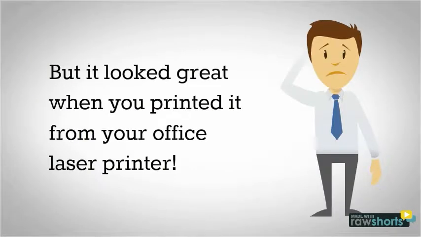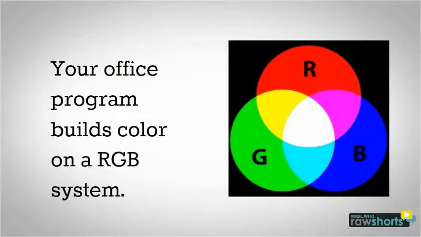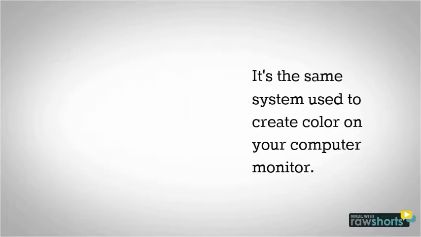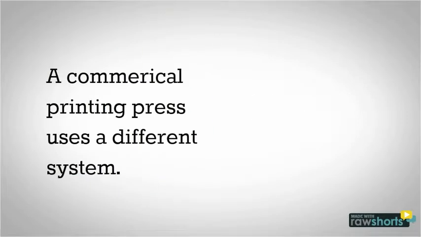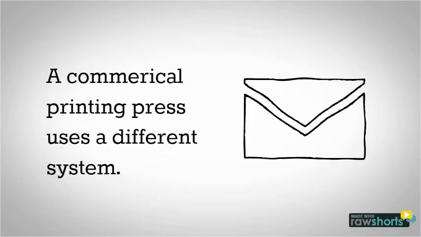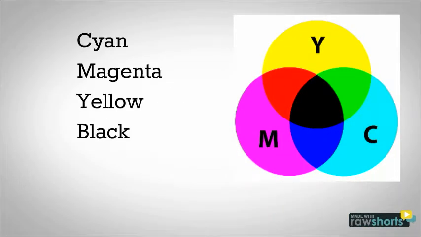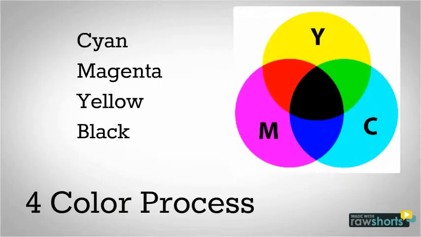But it looked great when you printed it from your office printer. That's because the home or office program you used to create this brilliant art builds color in an RGB system. RGB stands for red, green, blue. It's the same system used to create colors on your computer monitor. A commercial press, like the one used to print business cards or brochures, uses a completely different system to produce colors, CMYK, cyan, magenta, yellow, and black, also known as four-color process.